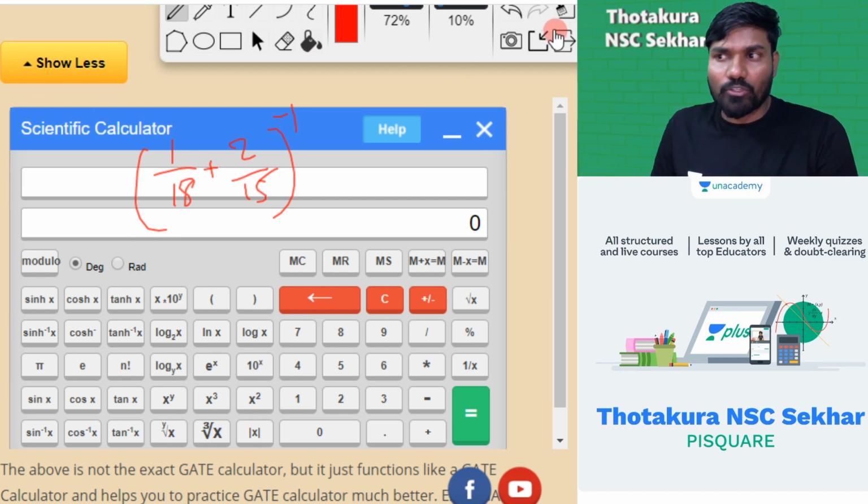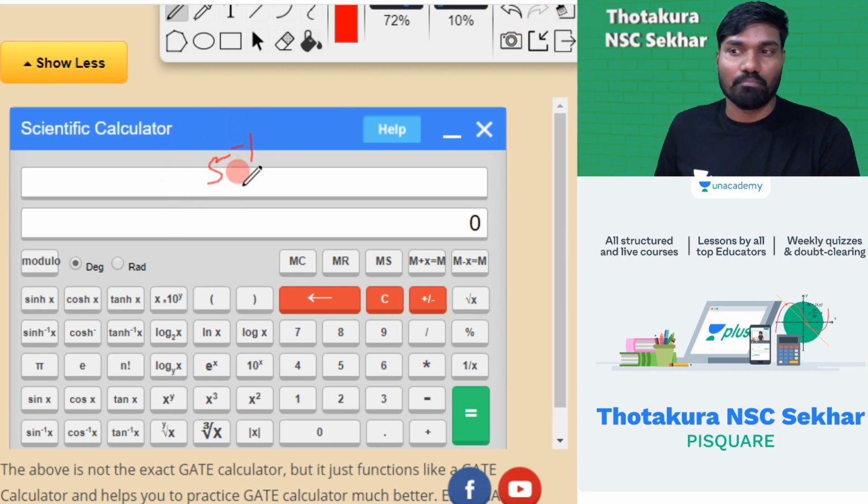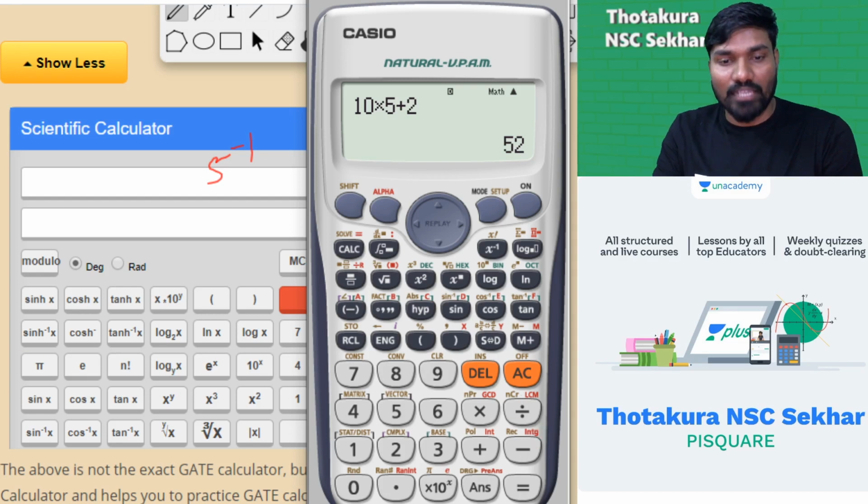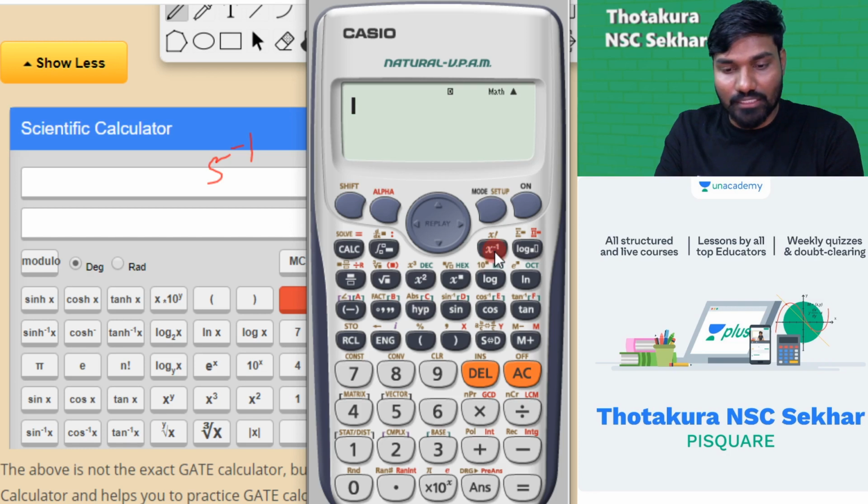Okay. Now to exemplify this, I want to perform 1 by 5, or I want to perform 5 inverse. Simple. Before going to that question, I want to perform 5 inverse in our regular calculator. How do you perform that? So 1 by 5. 5 inverse you want to write, right? So we look for inverse. It's here, right?